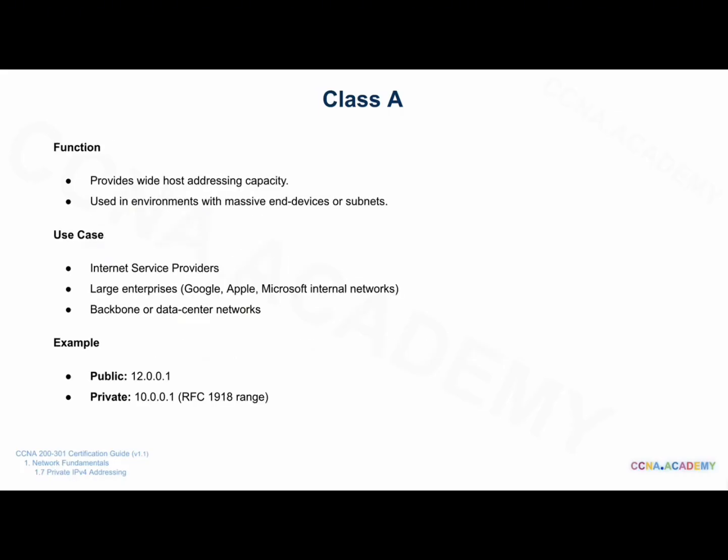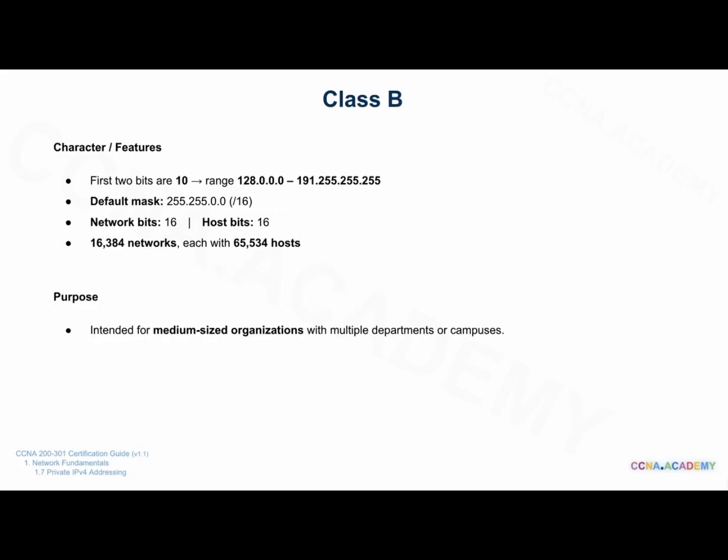Class A networks are designed for massive scale, like internet service providers, or large tech companies like Google or Apple. They use it where millions of devices need unique IP addresses within a single network. An example is the public address 12.0.0.1, or the private address 10.0.0.1.